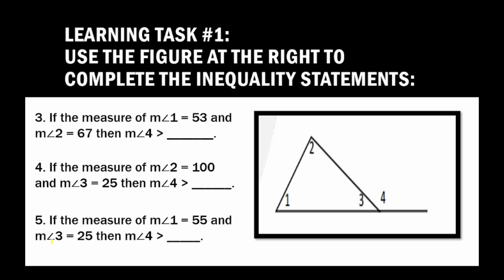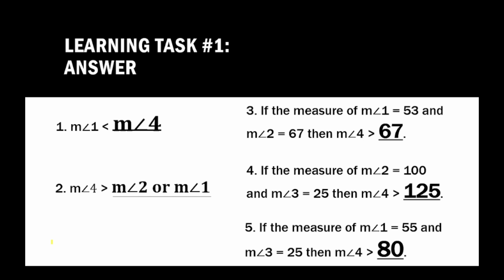Alright, time's up. Now, let us check your work. Okay, for learning task number 1, answer number 1, the correct answer, the measure of angle 1 is less than the measure of angle 4. Number 2, the measure of angle 4 is greater than the measure of angle 2 or the measure of angle 1. So, kahit alin dyan, pwede.